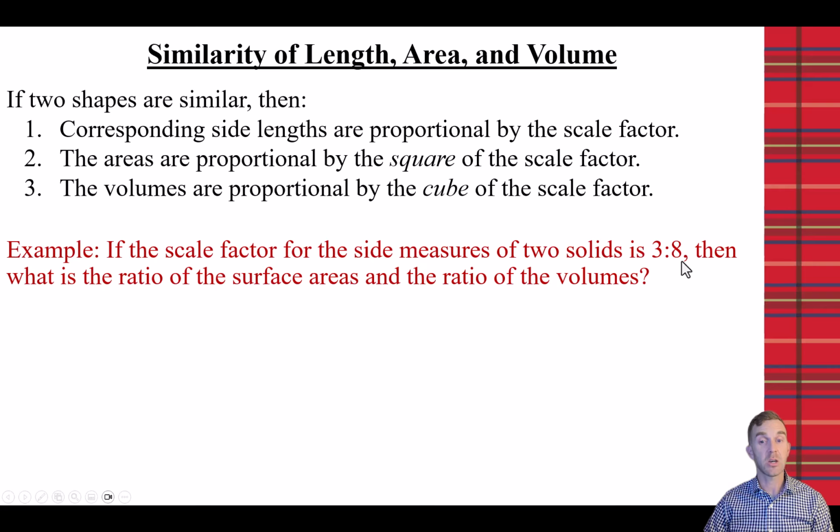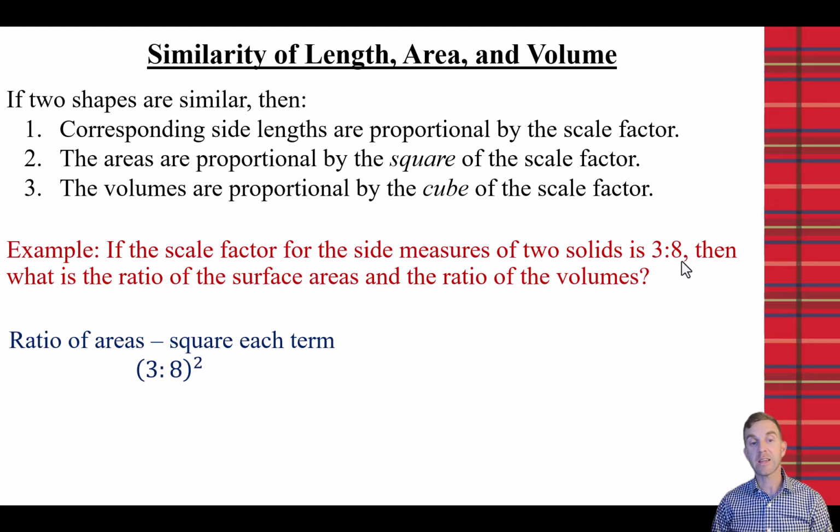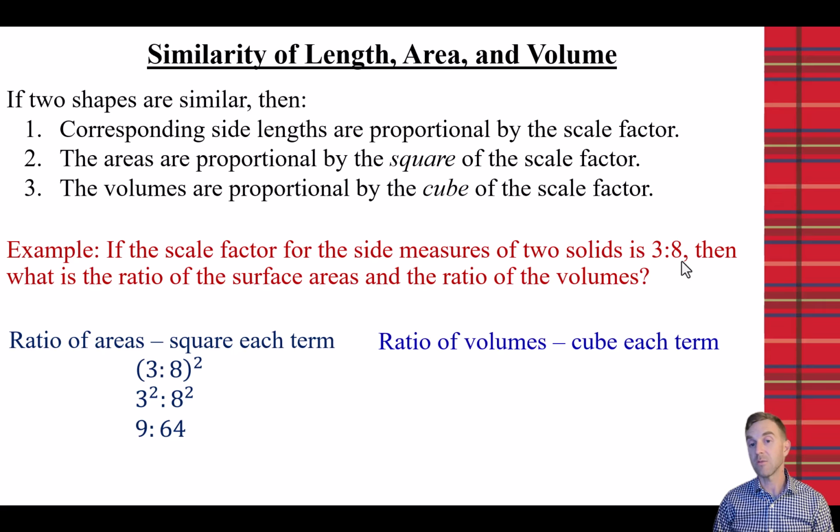So say that we have a scale factor of the side measures of two solids and we know that it's a 3:8 ratio. Then we want to know, well, what about the surface areas and the volumes? Well, the surface area is a type of area, so we know we square each of those terms to look at that ratio. So we'll be looking at the 3:8, each of those values squared. So 3 squared is 9 and 8 squared is 64. So the area ratio is 9:64. Whereas the volume ratio will be the cube of each of those. So we cube 3:8. That becomes 3 cubed and 8 cubed, so it's a 27:512 ratio between their volumes.